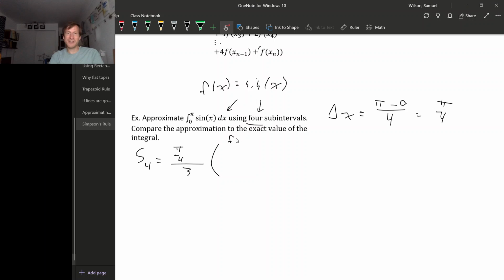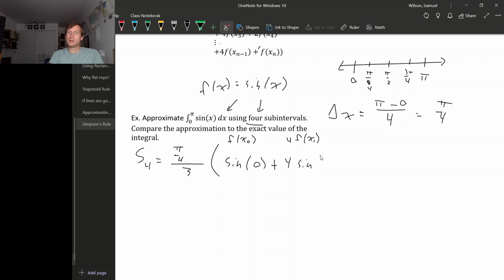So first we need f of x sub 0. So this is sine of, I guess let's draw our interval. If we're going from 0 to pi, we're breaking this up into 4 pieces. So these are going to be our x values: 0, pi over 4, pi over 2, 3 pi over 4, and pi. Okay, so sine of 0. The next one is 4 times f of x sub 1. So 4 times sine of pi over 4.